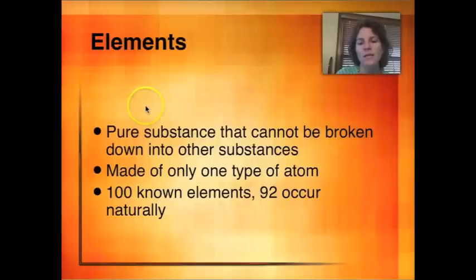Elements. Elements are any substance that cannot be broken down into any other substance. So it's broken down as much as we can into a pure form of the atom. They are made up of only one type of atom. There are 100 known elements, 92 of which are naturally occurring.